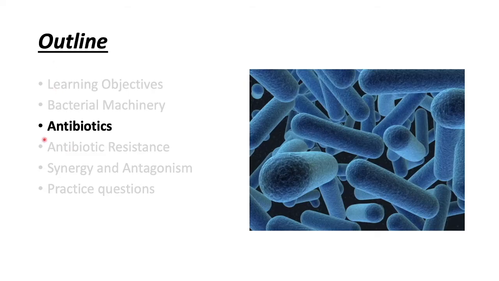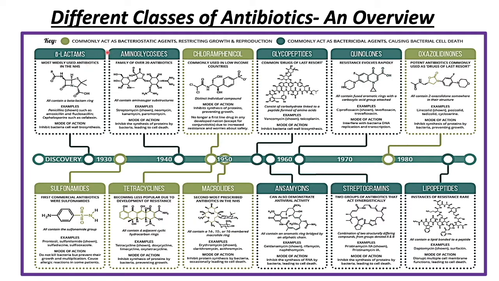Moving on, let's get into the specifics of the antibiotics. Digging deeper, there are different classes of antibiotics. This slide is providing you a broad overview of 12 classes of antibiotics. The key provided denotes such as chloramphenicol and oxazolidinediones. They commonly act as bacteriostatic agents restricting growth and reproduction, whereas those in more of a blue-green color commonly act as bactericidal agents causing bacterial cell death.